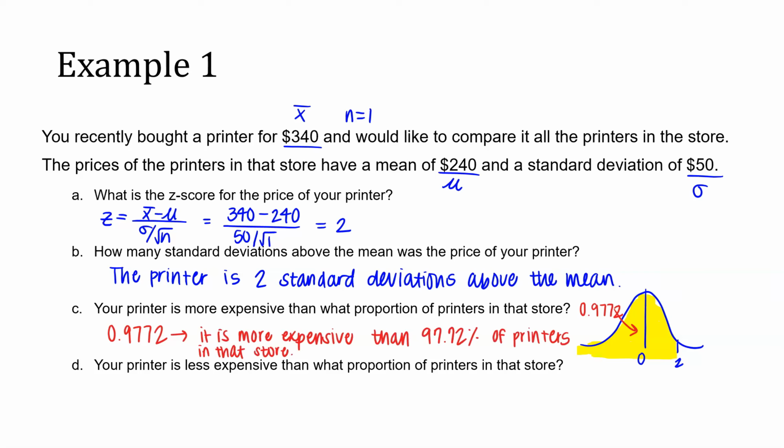D. Your printer is less expensive than what proportion of printers in that store? It is less expensive than the area under this curve. Since I already know that the area under the curve below 2 standard deviations is 0.9772, I can say the entire area is going to equal 1. So 1 minus 0.9772 would be the remaining portion above 2 standard deviations, which is equal to 0.0228.